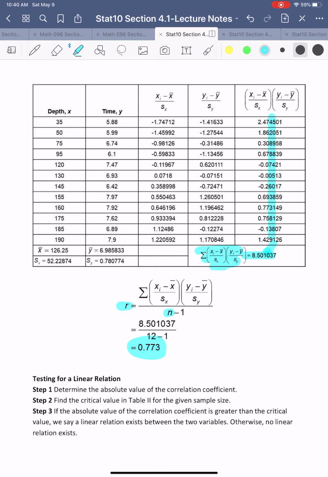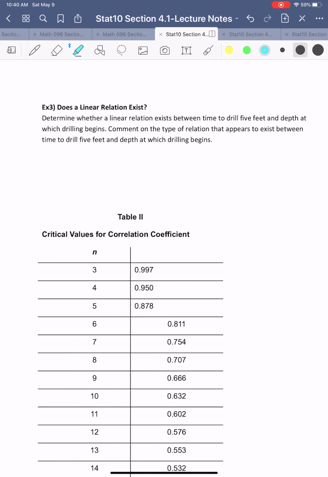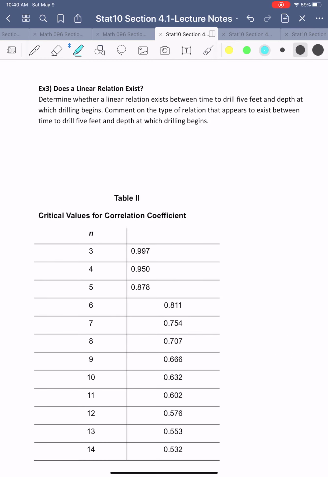Okay, so for testing for a linear relation, determine the absolute value of the correlation coefficient and find the critical value from Table 2 for the given sample size. If the absolute value of the correlation coefficient is greater than the critical value, we say a linear relation exists between the two variables. Otherwise, no linear relation exists. All right, and then example 3: does a linear relation exist?